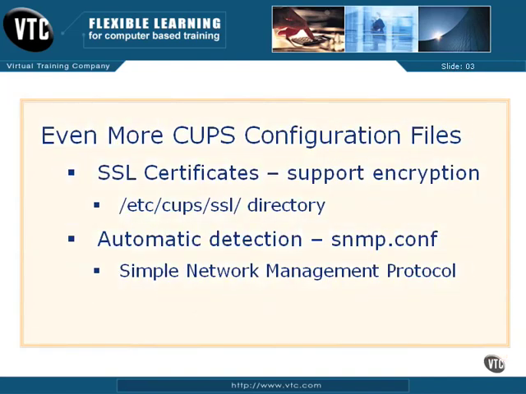SSL certificates, those which support encryption, are stored in the /etc/cups/ssl directory. If they're so enabled, automatic detection of network printers, in other words, printers shared from other systems on the local network, is configured through snmp.conf, which uses the Simple Network Management Protocol.